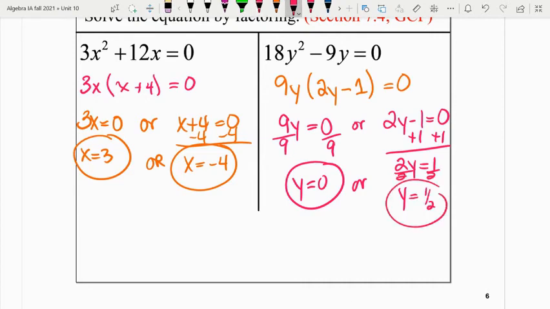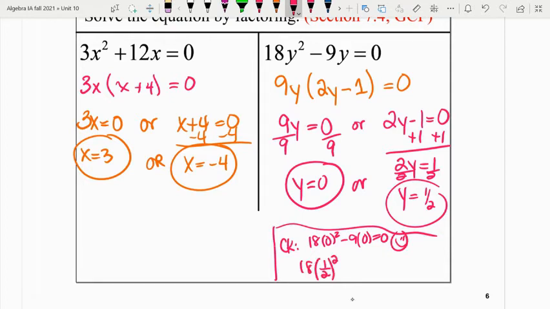You can do a check on this one. Let's go back to that original problem. So if I check this problem, 0 makes sense because 18 times 0 squared minus 9 times 0 will still give me 0. That one works. Check with a half. So 18 times 1 half squared minus 9 times 1 half. Does that equal 0? Use your calculator.